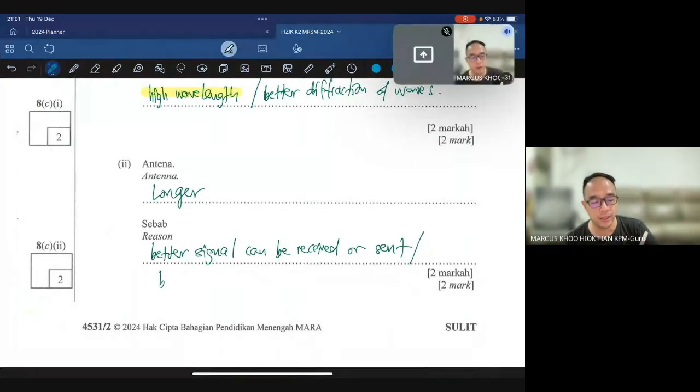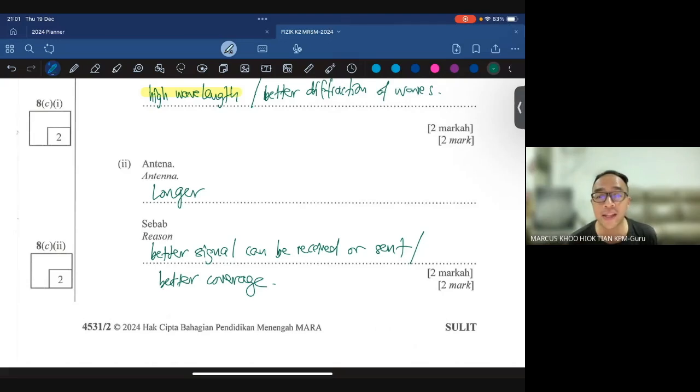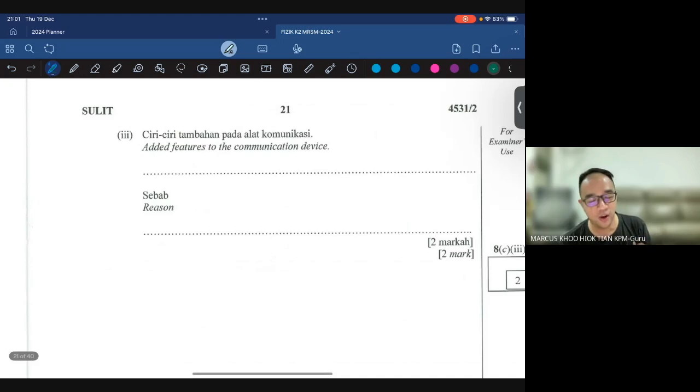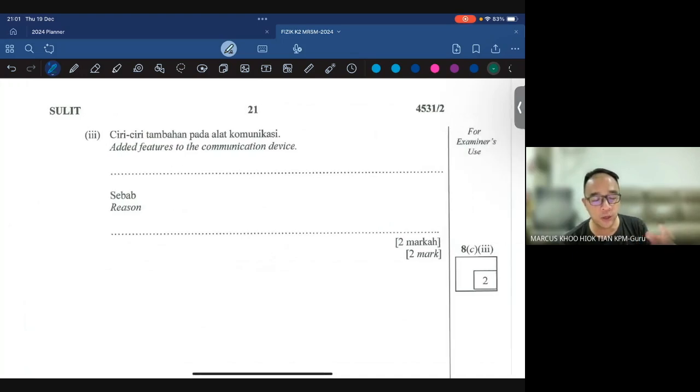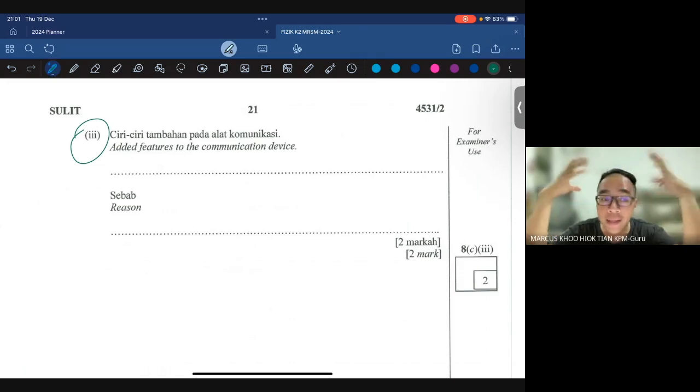Okay, better coverage. So another reason for antenna is better coverage lah. Anyway, okay, additional features to communication device. I love this question because it's so open. You can think about anything. Okay, there's so many things I can think of.